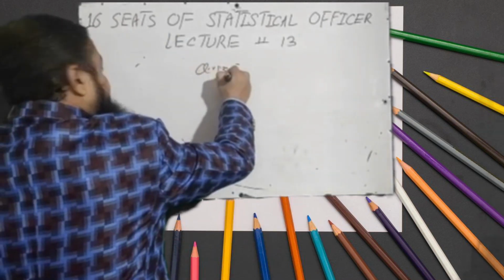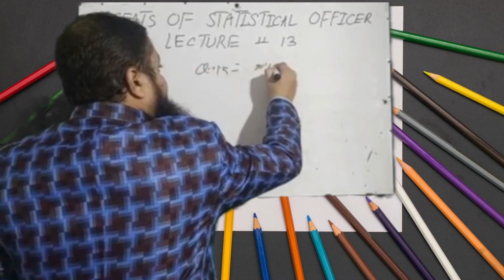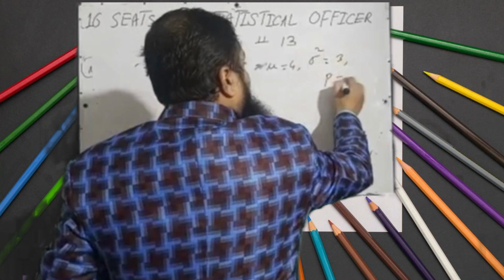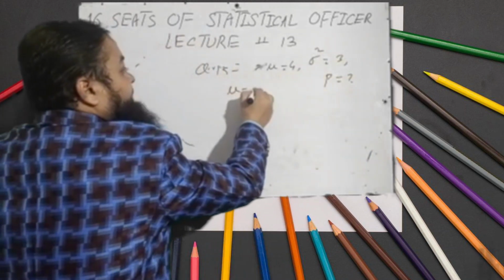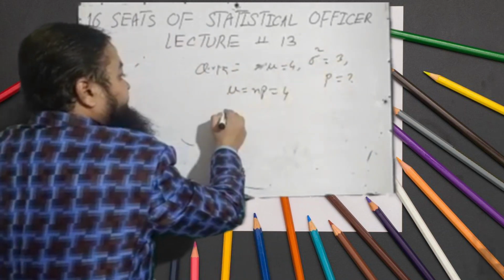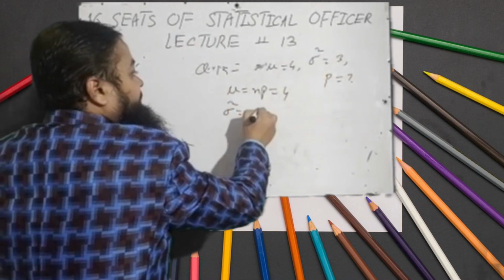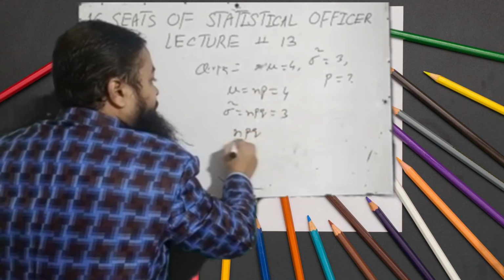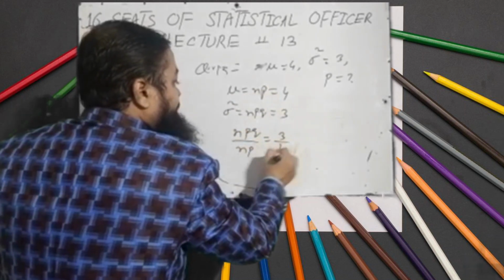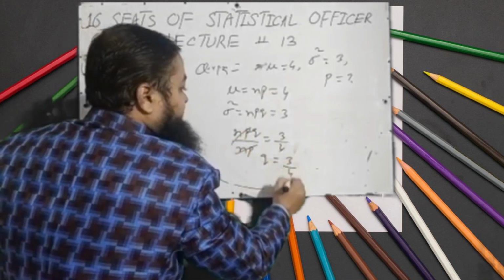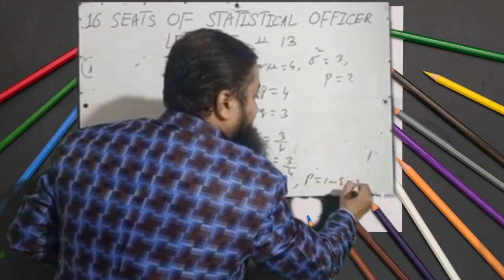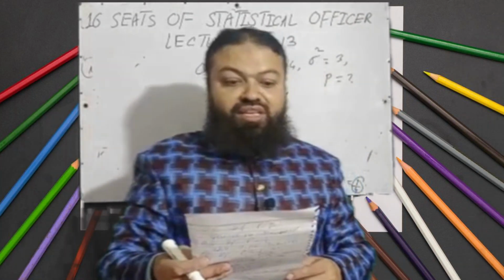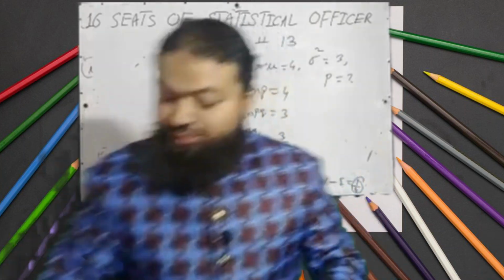Next question, number 19, mean is given, that is 4, and variance is given, that is 3, and we have to calculate p. We know the formula of mean is np. It is given 4, and variance is npq. It is 3. If I divide this by this, npq over np is equal to 3 by 4. q will be 3 by 4 and p will be 1 minus q, that will be 1 by 4, which will be the correct option in the exam. A very important question. Next question is for a binomial distribution.